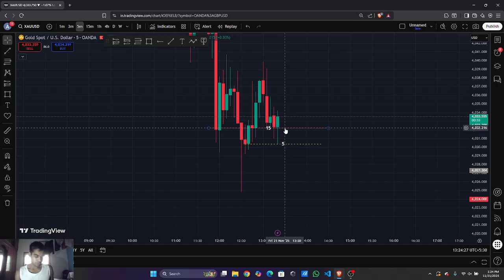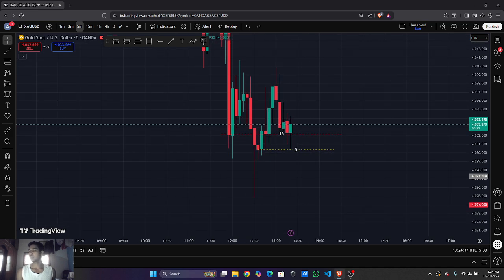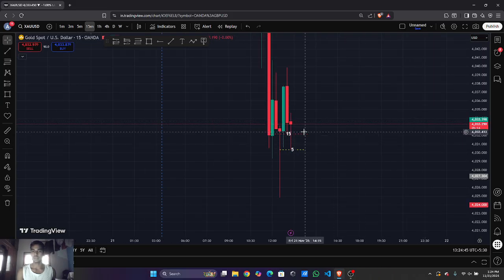So XAU gold we will sell. I believe in the next candle it will give a breakdown. If it gives, then I need a retest of the 5 minute order block. But there is still time. I will wait, because it might let it form first. 15 minutes.